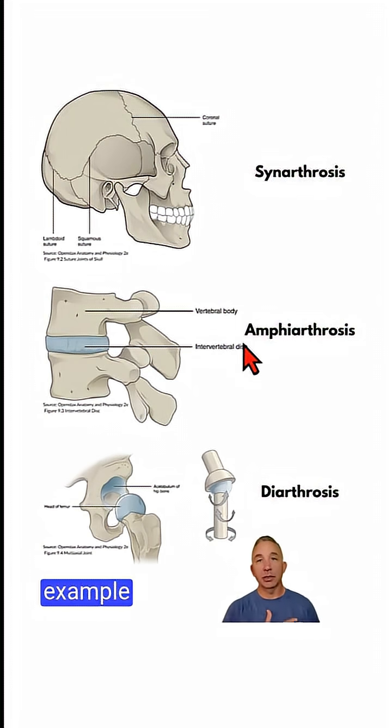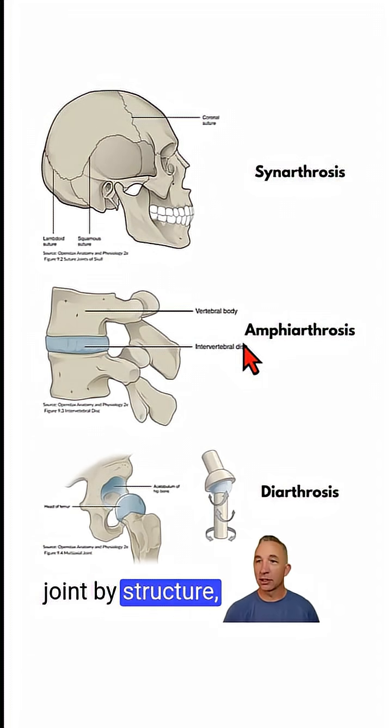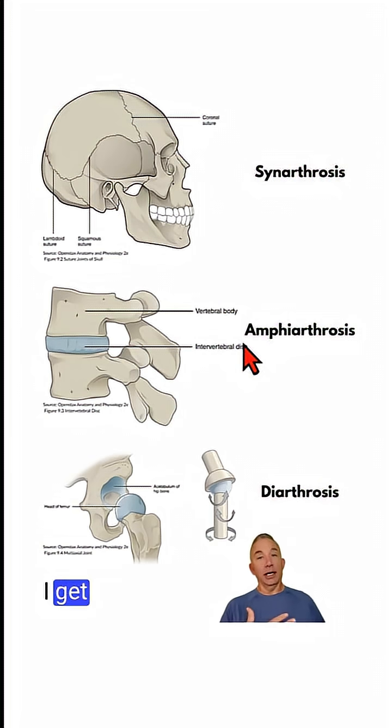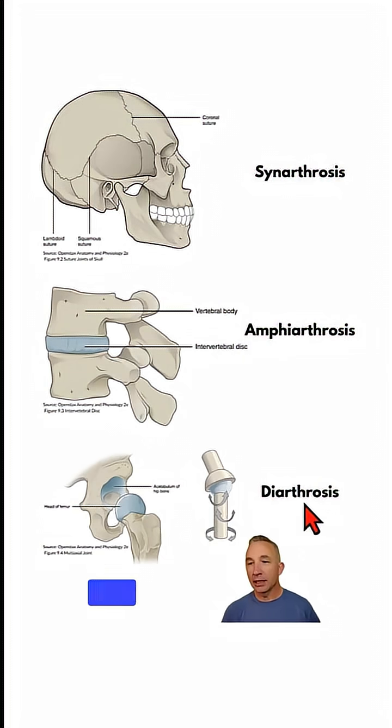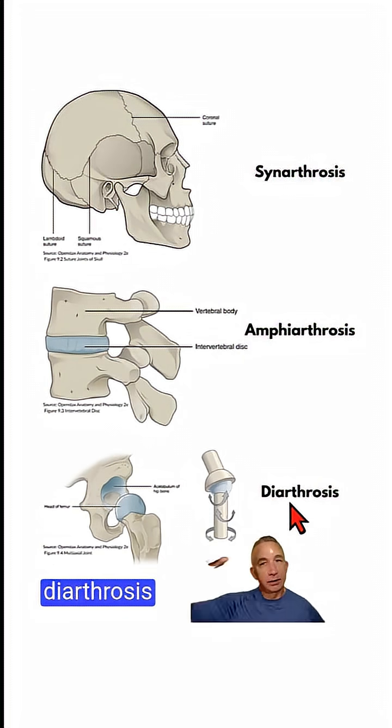Another good example is my sternum to my ribs. I connect it with costal cartilage, and that's hyaline cartilage. That's a synchondrosis joint by structure, but its function is amphiarthrosis. So as I breathe, I get a little bit of movement. That's amphiarthrosis. And then lastly, diarthrosis is a lot of movement relative to other joints.